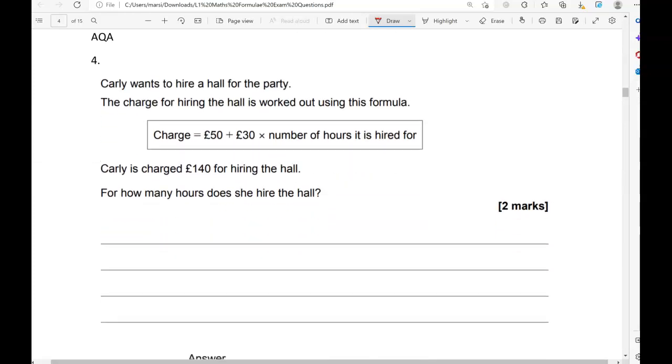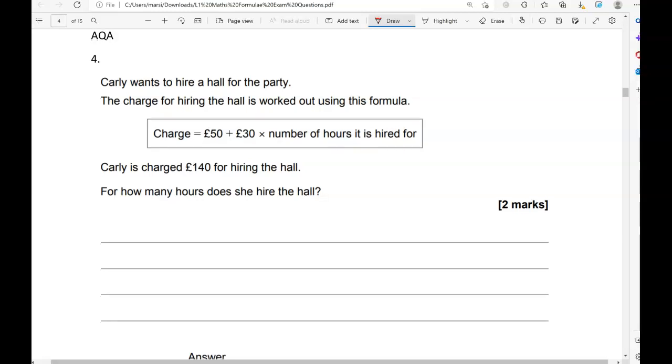Kylie wants to hire a hall for the party. The charge for hiring the hall is worked out using this formula. Charge is equal to £50 plus £30 times the number of hours it's hired for. Kylie's charged £140 for hiring the hall. For how many hours does she hire the hall?